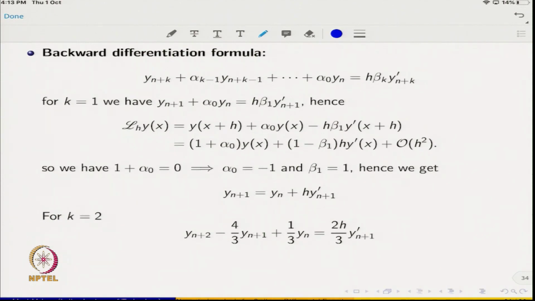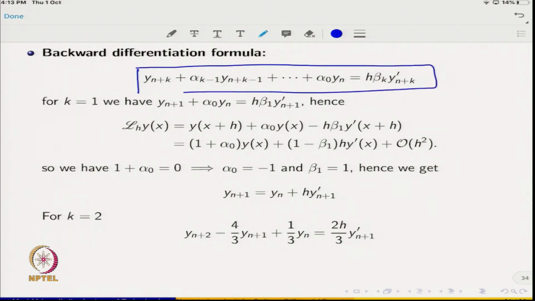And the next is backward differentiation formulae. So, in backward differentiation formulae, the scheme will be in the following way. For k equal to 1, we have this, and hence we will write the associated linear difference operator, so that we can determine the coefficients in such a way that the scheme is consistent. And what will be the form of the first characteristic polynomial, that also you can observe in the following case.